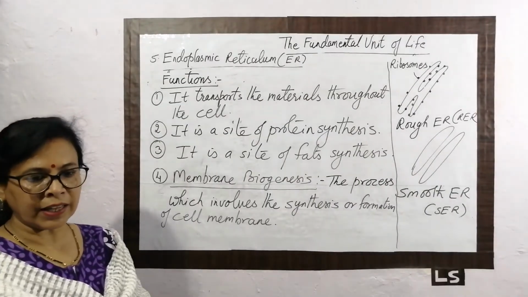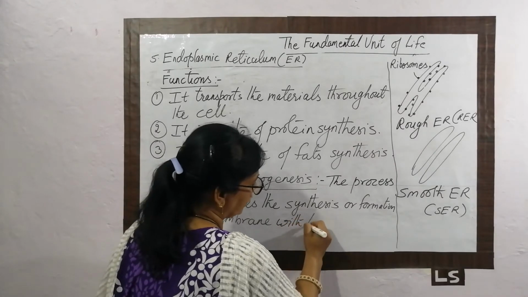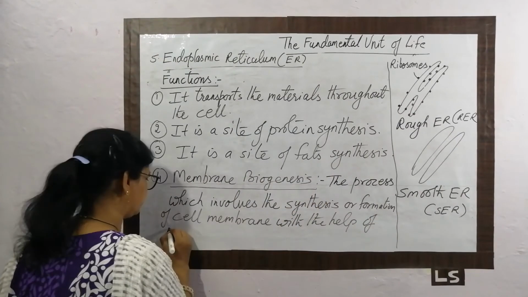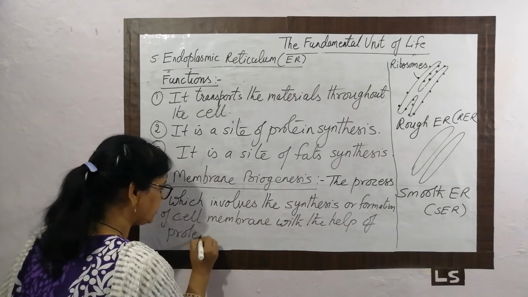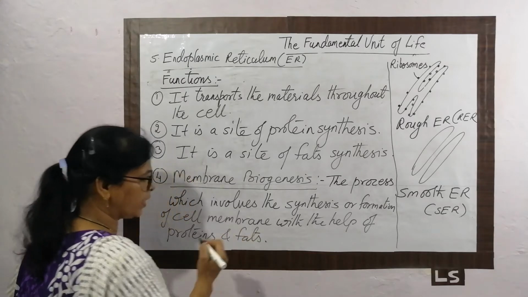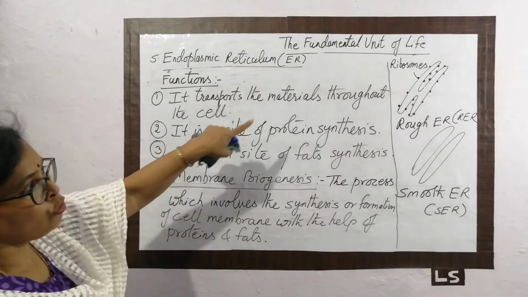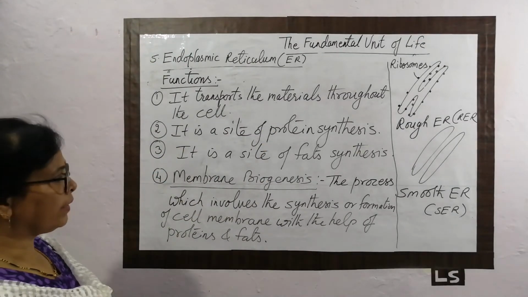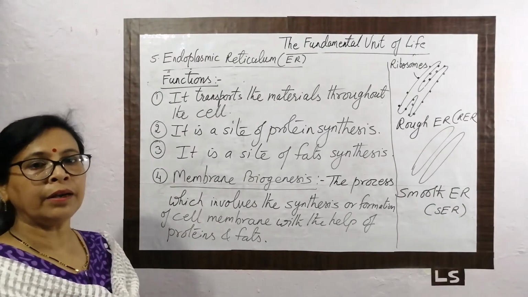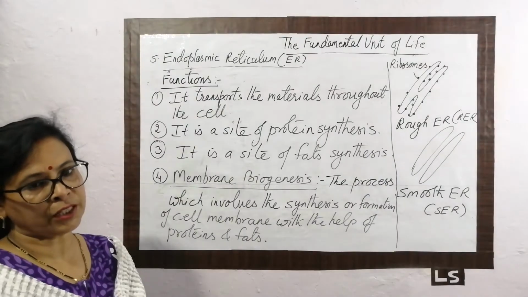Cell membrane with the help of protein and fats. Where do the protein and fats come from? Protein is synthesized here, fat is synthesized here. Two types of the endoplasmic reticulum combine together to form the membrane, and this process is called membrane biogenesis. So these are the functions of the endoplasmic reticulum.